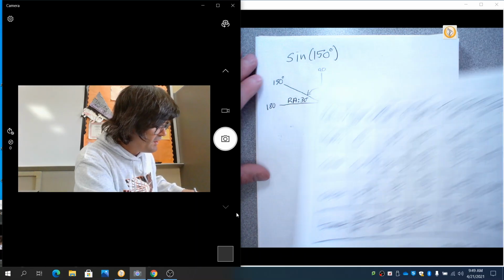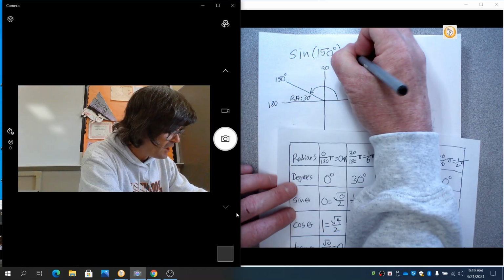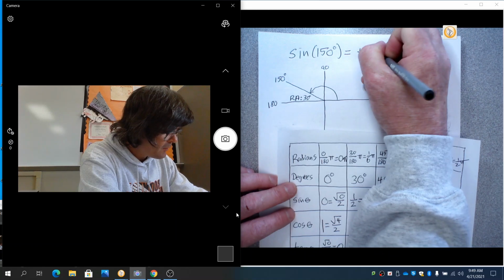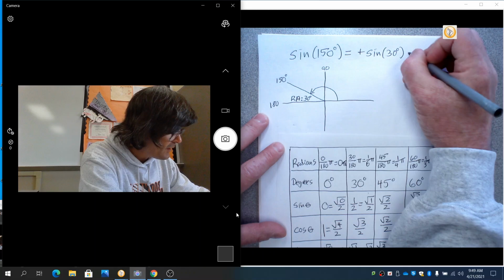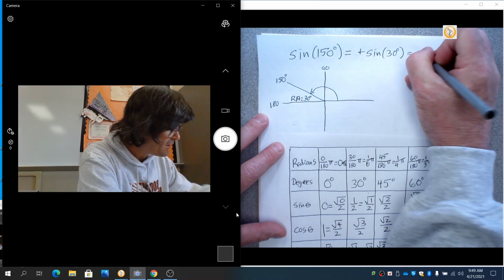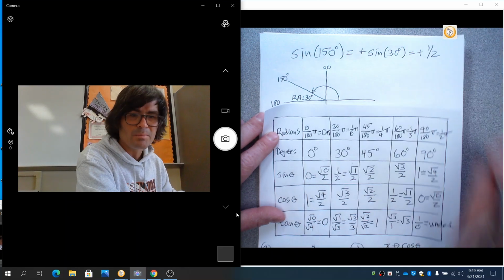So in the second quadrant right here, remember sine was positive. So this sine of 150 is actually going to be positive sine of 30 degrees because that's my reference angle. It goes right here. And so now all you need to do is remember, what was sine of 30 degrees? It was 1/2. So sine of 150 is just positive 1/2.